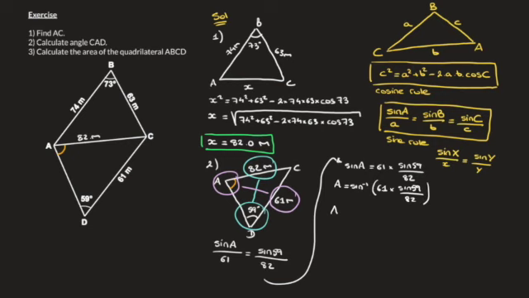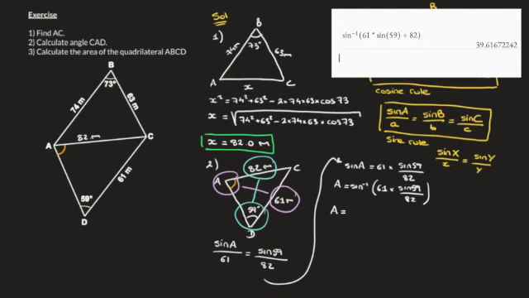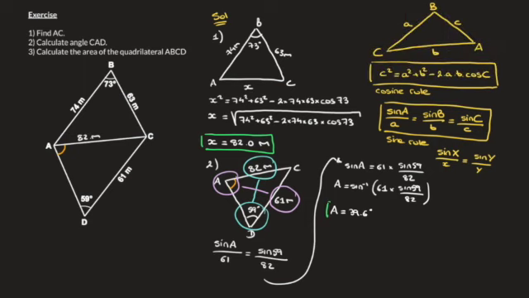And by all means check, but with my calculator and rounding to one decimal place, I find that the interior angle at A is equal to 39.6 degrees. And that's the second question answered. And so we move on to the third and final question.